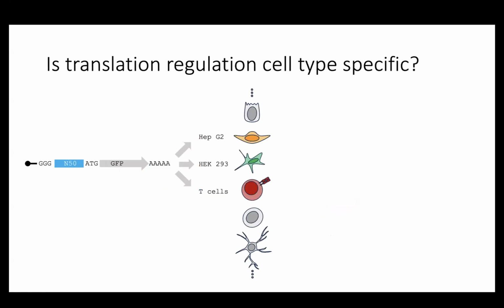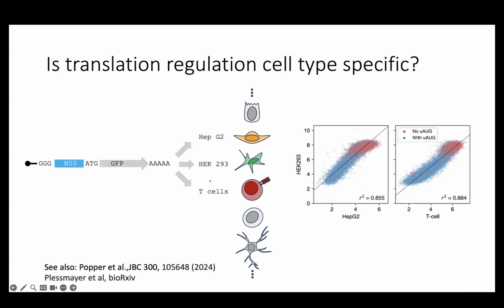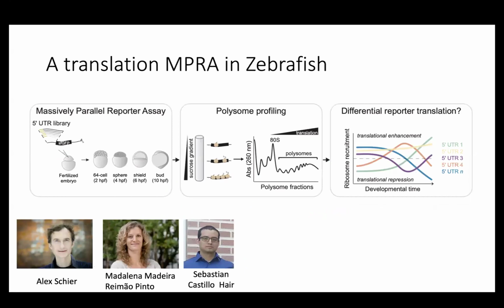We then did a bigger screen of hundreds of thousands of sequences across 3 different cell types, including primary T cells, and again found that translation, ribosome loading in this case, is very highly correlated, which again, I think is not necessarily true in general. I'll show you an example of that in a second, but it's probably true for these happily dividing, rapidly growing cells.